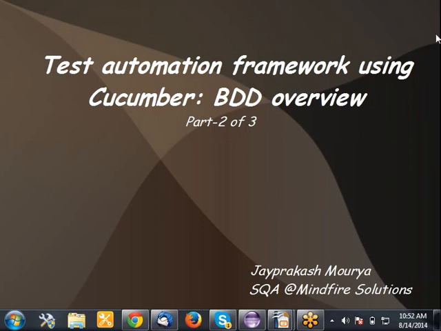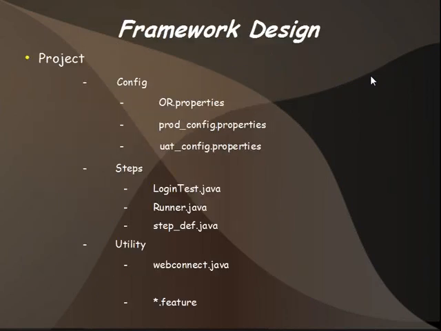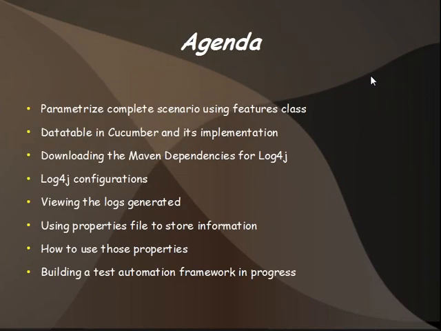So in the last session we discussed what BDD is, basically the concepts. Today we will do some more practical work in that. Today I'll be covering these topics. Mainly, we will be parameterizing the complete scenario using the feature file. We will see what a data table in Cucumber is, and we will download log4j. We will see some reporting stuff.